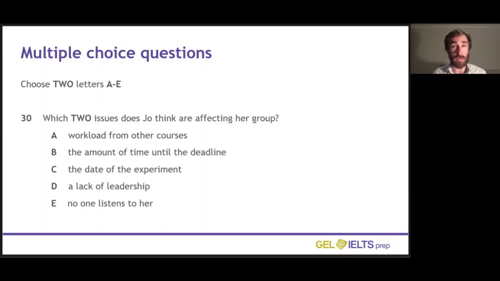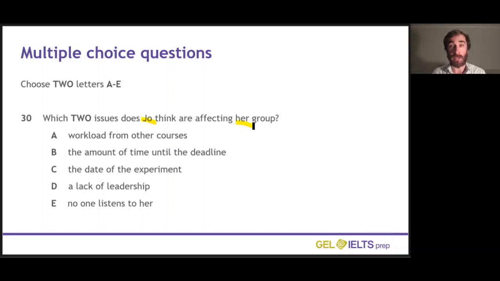So for this question, we're probably going to be listening to the student, because the question asks us, which two issues does Jo think are affecting her group? So probably a student would have a group of other students. We see that the student is called Jo, and we see the pronoun her. This tells us we're going to be listening for a girl or woman's voice. Remember, we need to select 2 options of these 5. Sometimes you will need to select 3 correct answers from 6 options.